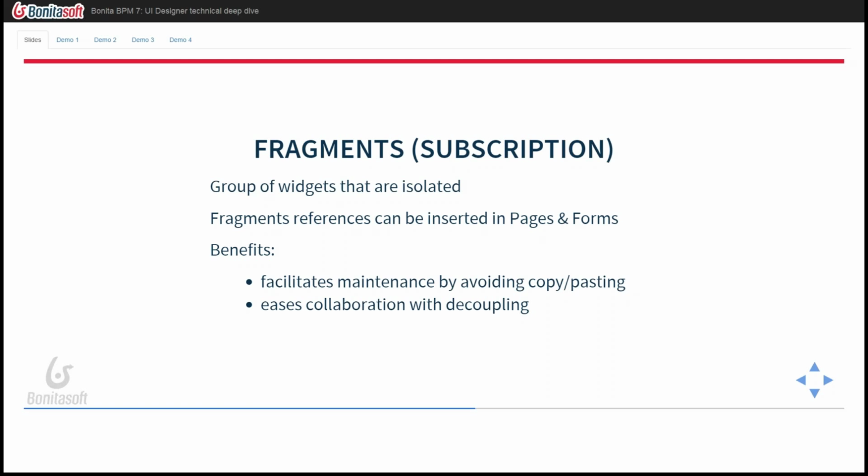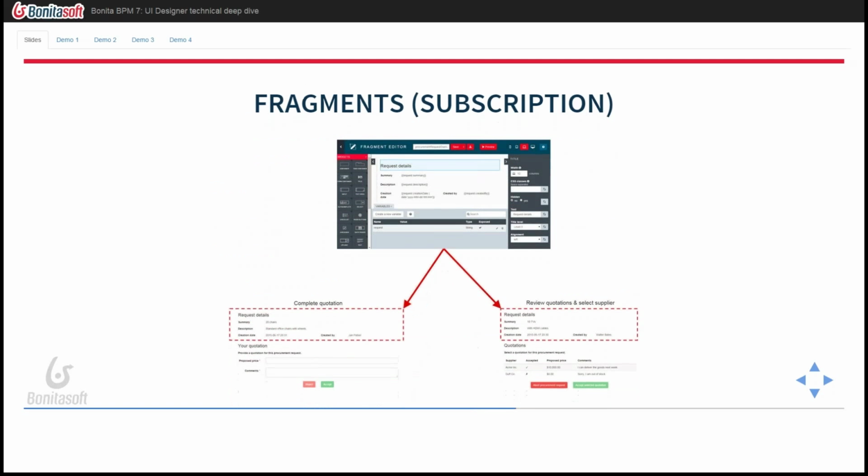Now, words are good, but the best thing to explain what a fragment is, is to show an example. Here we have an example working with the procurement request example process in subscription edition. During the different steps of the procurement example, you have some sets of widgets which are repeated. Here, on the lower portion of the screen, you have the zone circled in red. And these are similar areas of different forms of the process, and these are linked with a fragment.